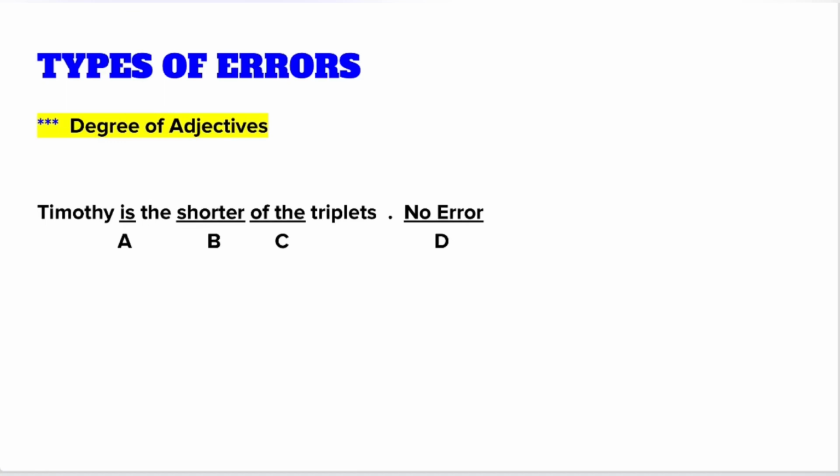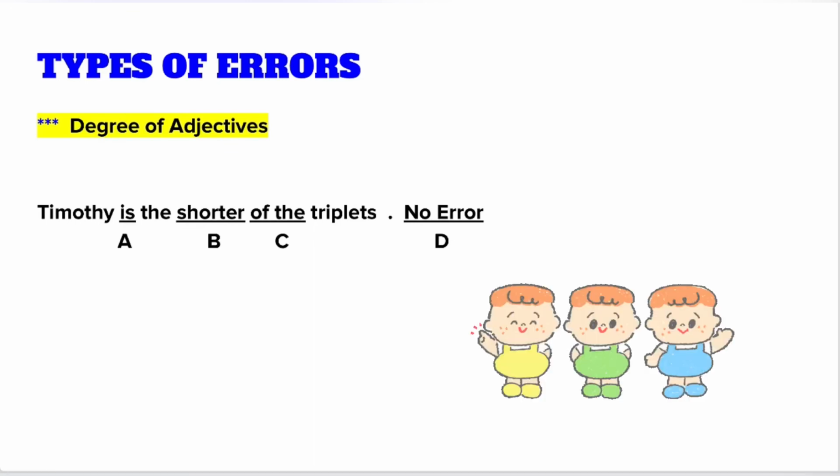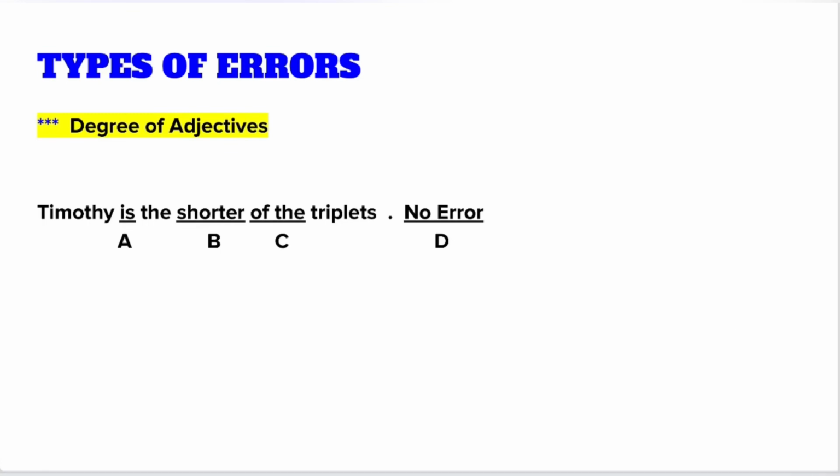Degree of adjectives is another possible error in this section. Let us now examine the example. Timothy is the shorter of the triplets. Now remember that with triplets, we're talking about 3 persons. So it should be Timothy is the shortest of the triplets.